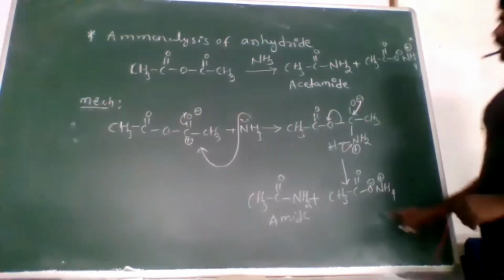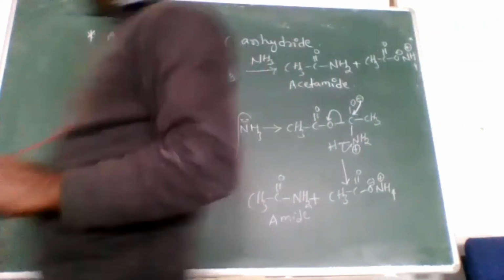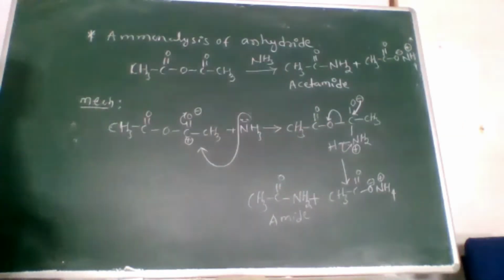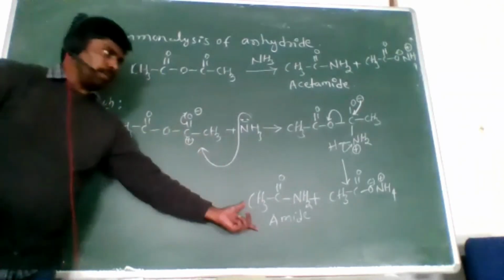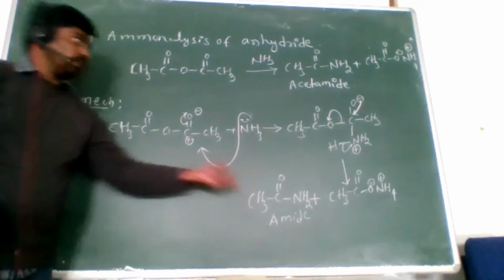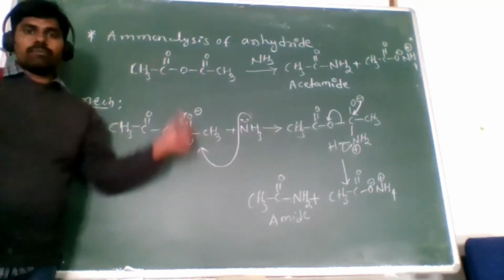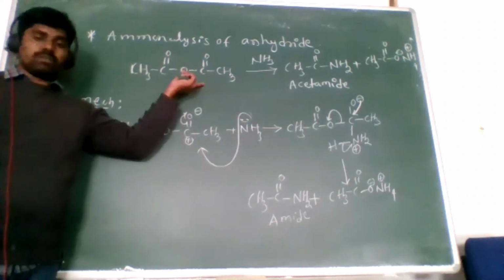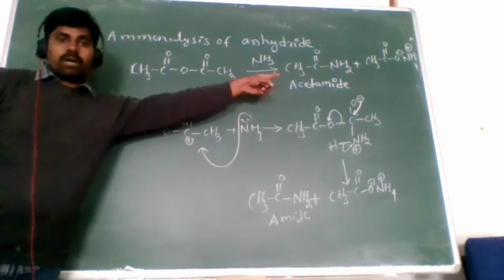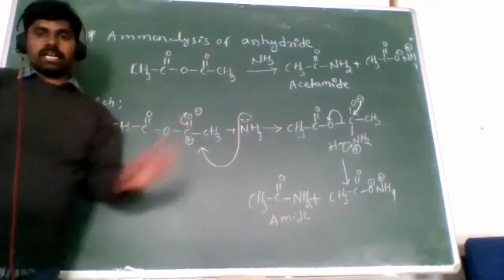So finally we get here in this ammonolysis of anhydride. When you are adding ammonia to the anhydride, we get the amides. Okay, clear? This is the ammonolysis of anhydride. Finally, ammonolysis of anhydride gives amides and ammonium carboxylate ion, a salt.